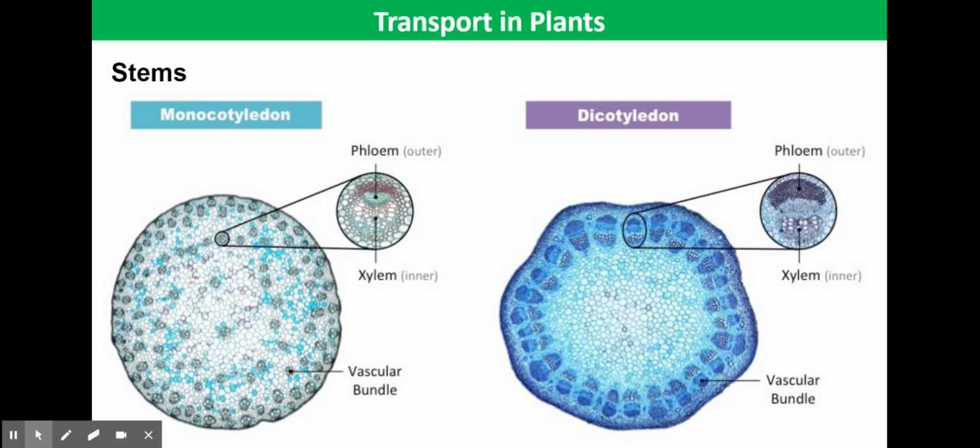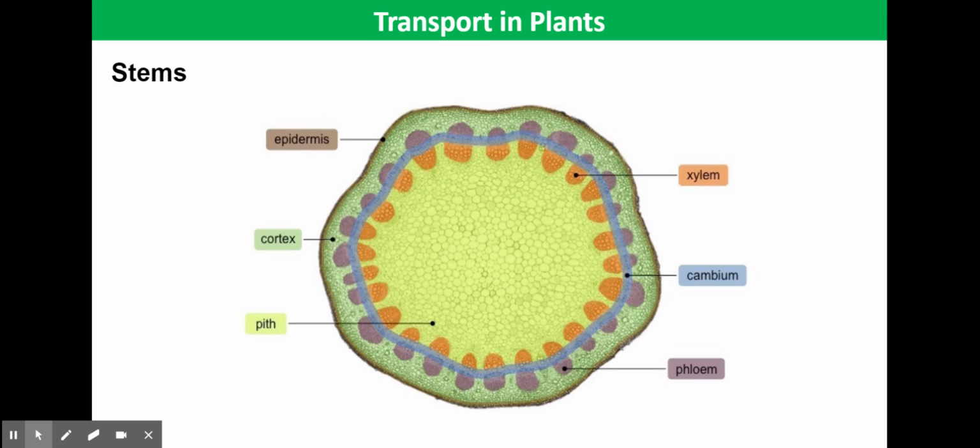The xylem is found towards the inside of each vascular bundle, and the phloem towards the outside. In between the xylem and phloem is a layer of cambium. The cambium is a layer of meristem cells that divide to produce new xylem and phloem. You can see that in this diagram here.